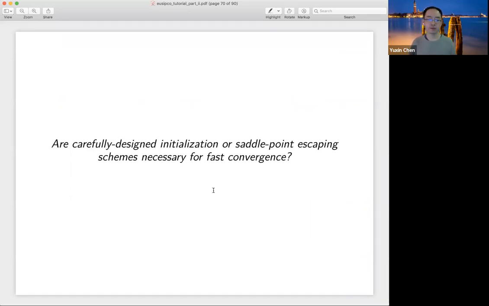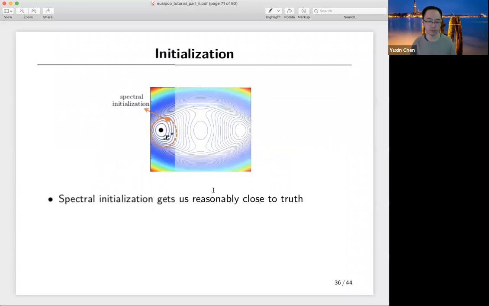Finally, in the last several minutes, I'm going to also talk a little bit about the necessity of careful initialization. So just to remind you, I'm now going to plot the optimization landscape in this two-dimensional plot for the phase retrieval problem. Let me just give you some illustration about the importance of initialization. If you look at the level sets, this is clearly a non-convex problem. Why do we want to do spectral initialization? Because spectral initialization allows us to start with some point where the local optimization landscape turns out to be convex. So things could be better if we start in this way.